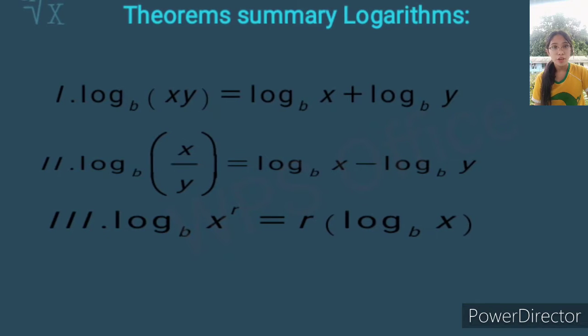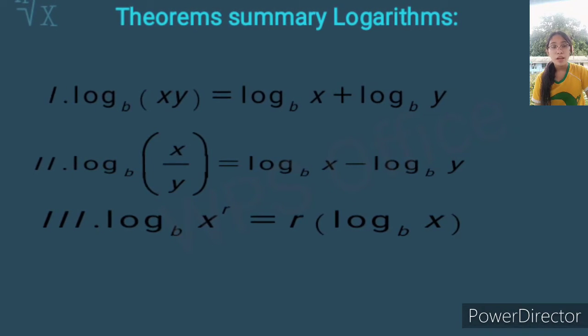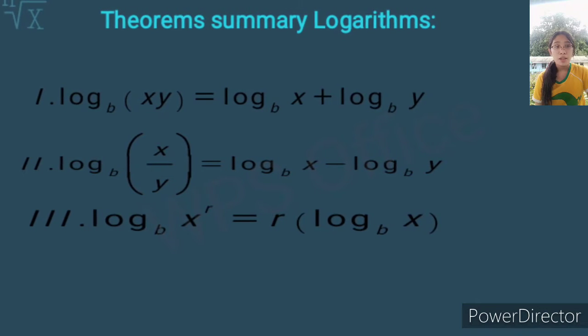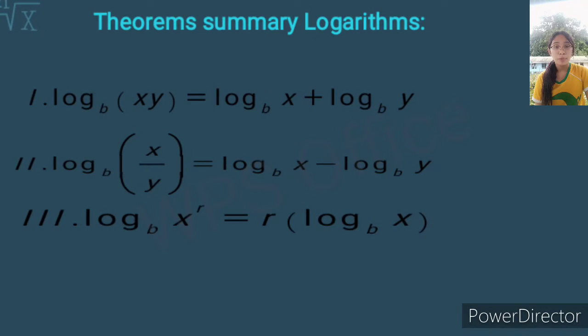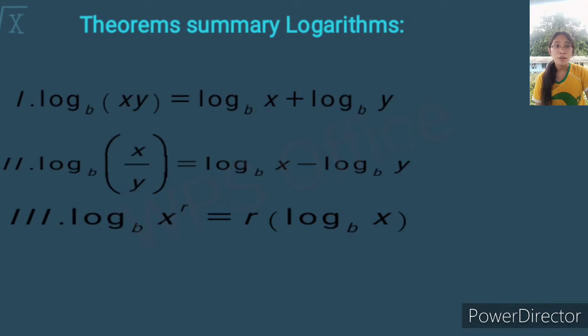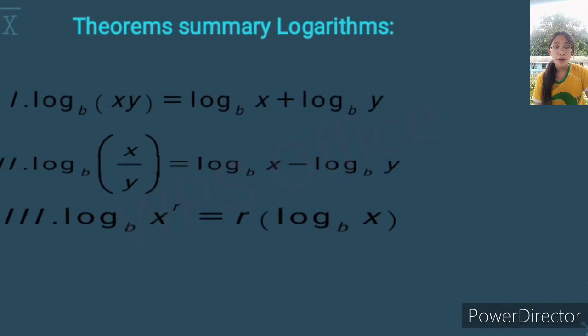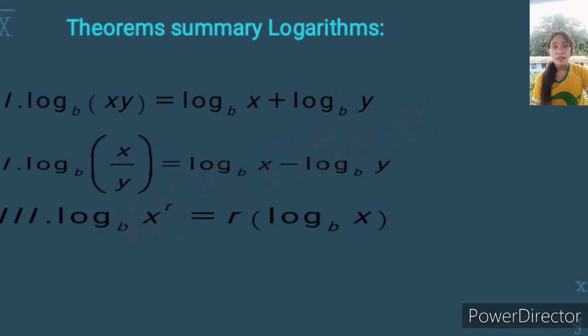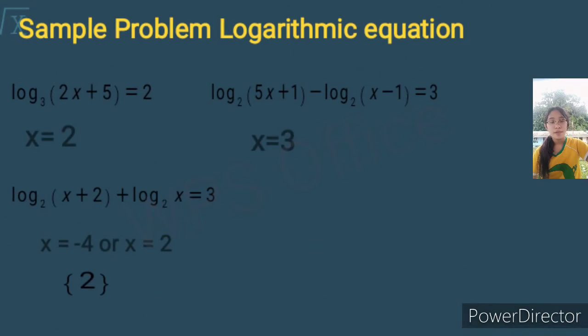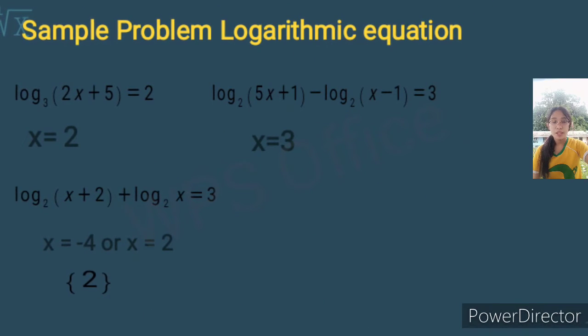Theorem summary of logarithms. Number 1: log_b of x times y equals log_b x plus log_b y. Number 2: log_b of x over y equals log_b x minus log_b y. Number 3: log_b of x raised to r equals r times log_b x. Sample problems of logarithmic equations.